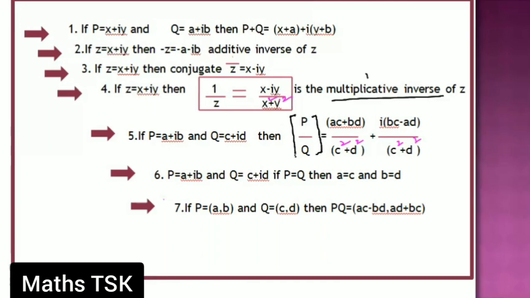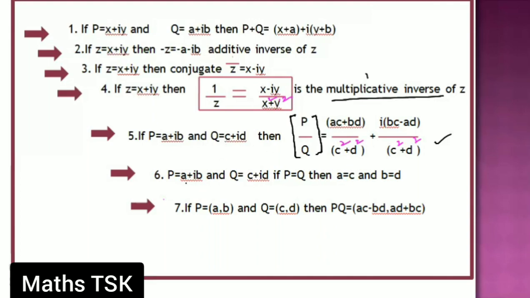The ratio of the complex numbers is ac plus bd by c square plus d square, plus i into bc minus ad by c square plus d square. Just p by q is a plus ib by c plus id. Multiply and divide with c minus id, so that you will get this answer. You can learn it as a formula, or else you can do problems by multiplying and dividing with its conjugate.